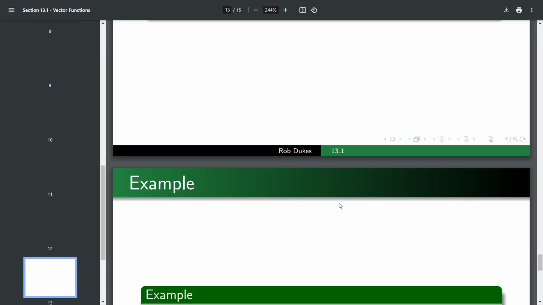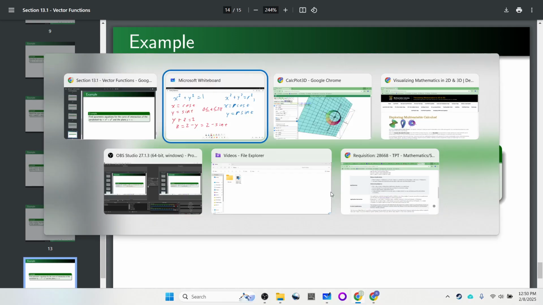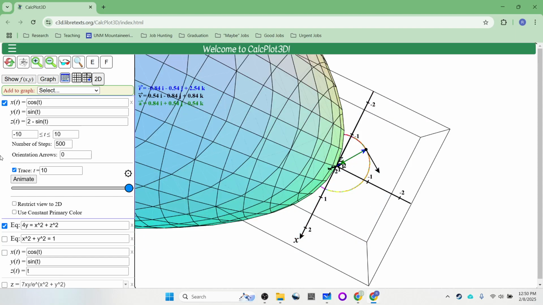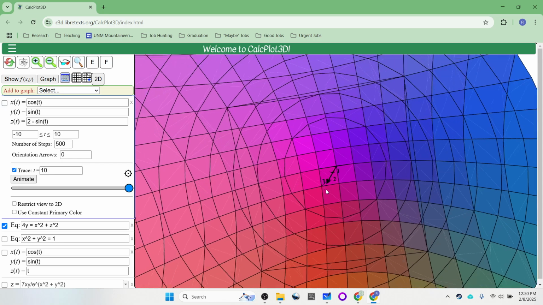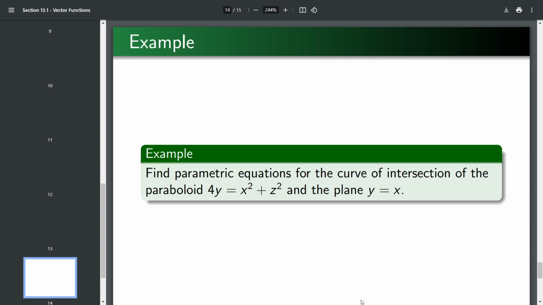Let's do another similar example. Find parametric equations for the curve of intersection of the paraboloid 4y equals x squared plus z squared and the plane y equals x. So 4y equals x squared plus z squared. Let's get rid of this one. This is this shape here. And the plane was y equals x.